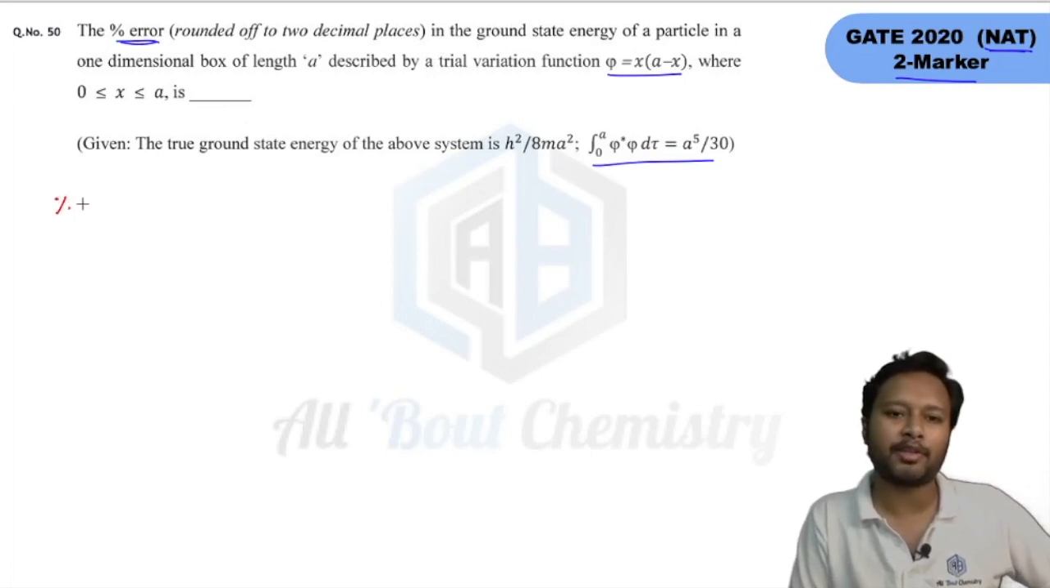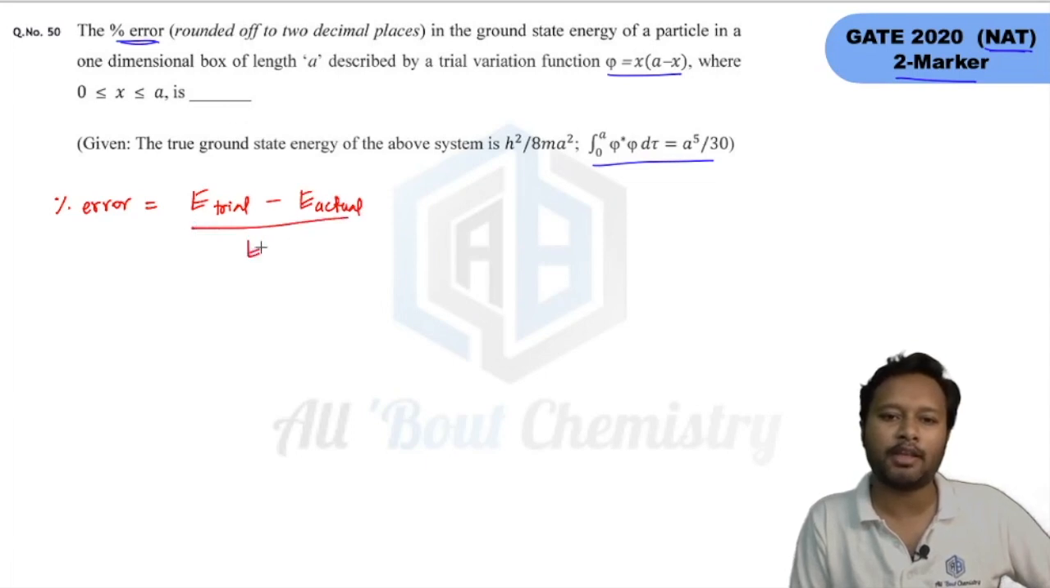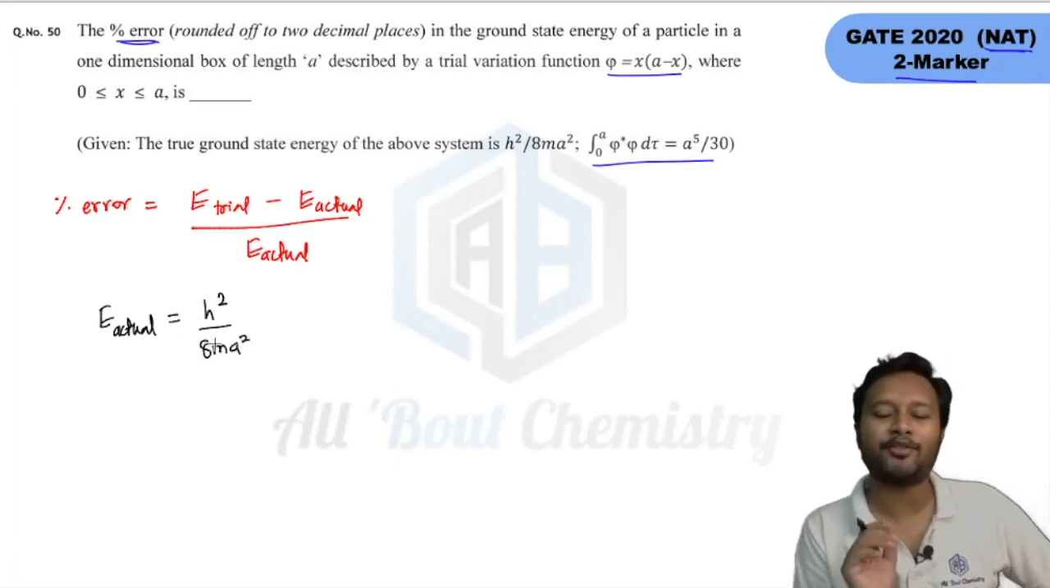So basically your percentage error is equal to E trial, the energy which you get from the trial wave function, minus E actual or E true, whatever you want to write here, divided by E actual. You can mention it in any way. Now you are already given E actual, and its value is h square upon 8 m a square, and you have to calculate E trial.